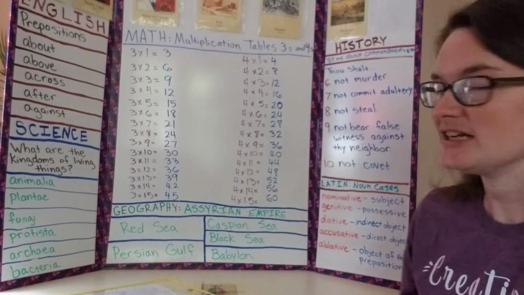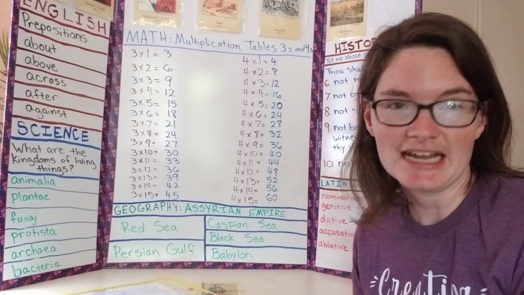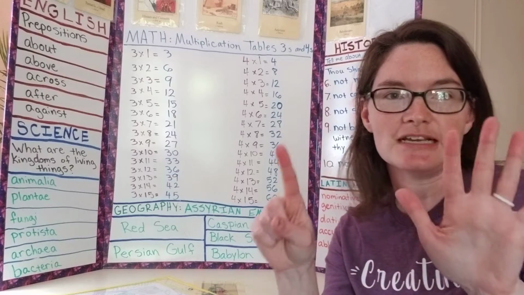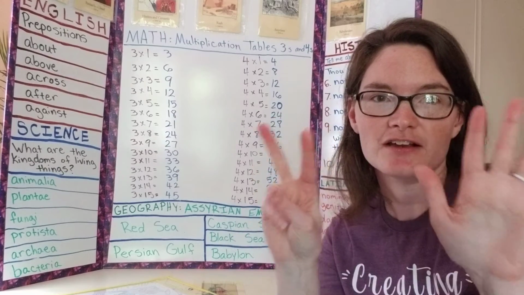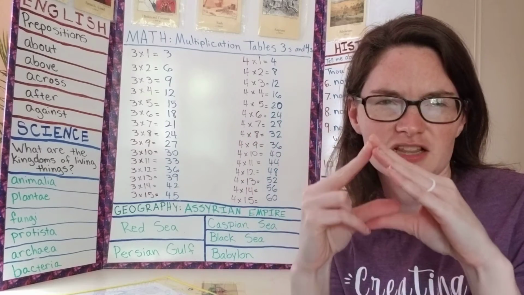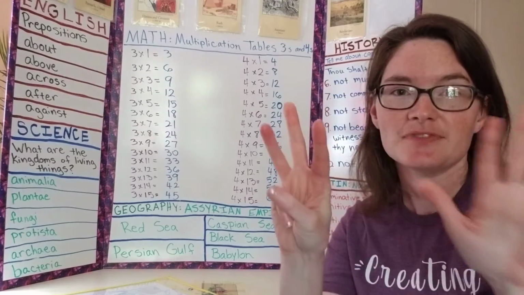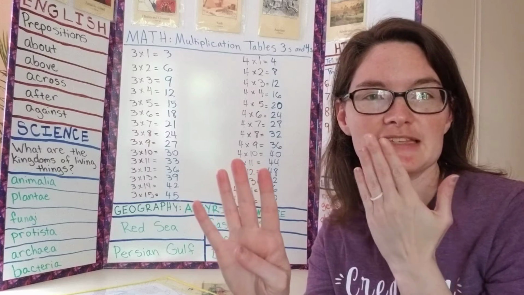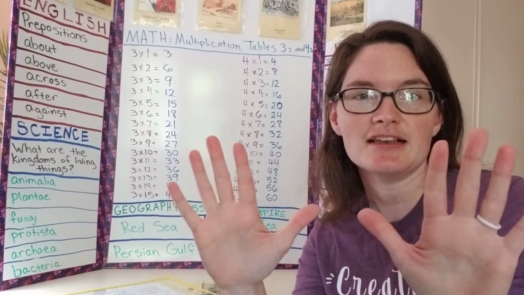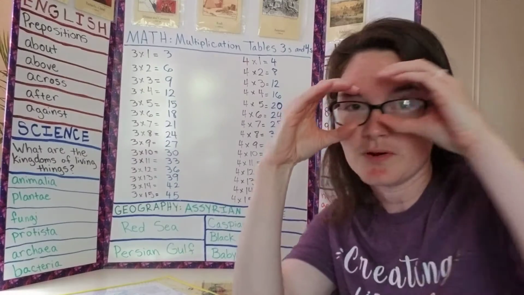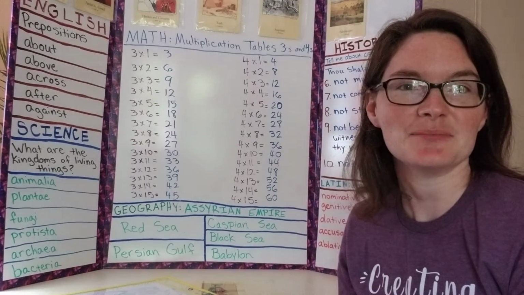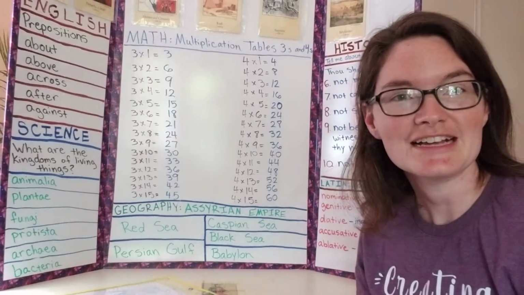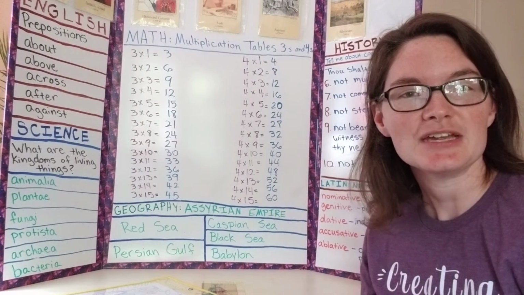And then for history, we have commandments 6 through 10, and we did some hand motions for these. So we did thou shalt not murder, not commit adultery. This kind of looks like an A. And then not steal, not bear false witness against thy neighbor, and not covet, like we're looking around. So those are the hand motions we did for that. And I think that's all for CC Cycle 1, Week 2.